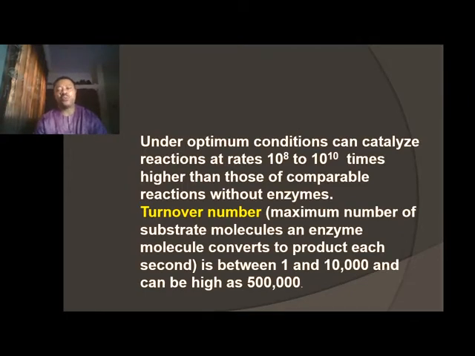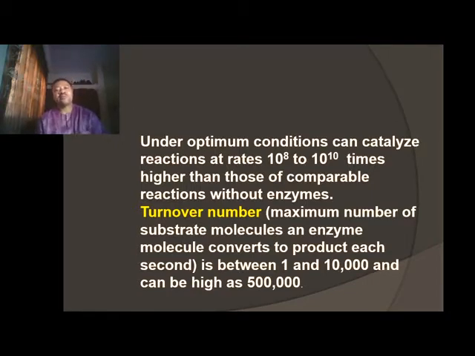Under optimum conditions, enzymes can catalyze reactions at rates that range from 10 raised to 8 to 10 raised to 10 times higher than if the reaction were to take place without the enzyme. So that is to show how efficient these enzymes are, if they could speed up reactions to the tune of that many times more than if the reaction was to take place without the enzyme.